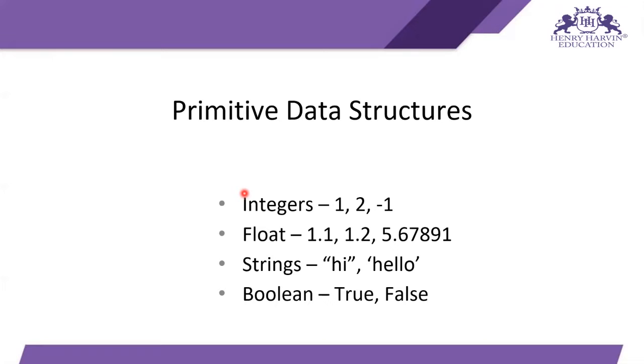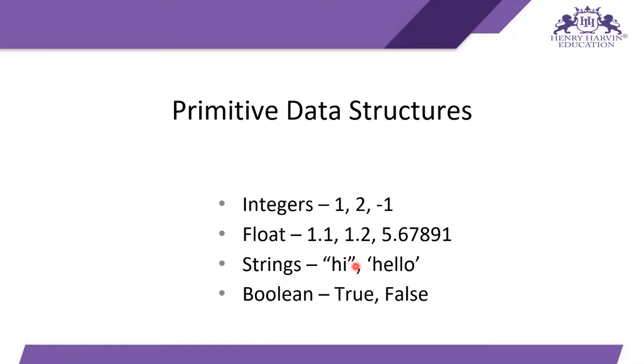Primitive data structures are already available in Python, like integers: 1, 2, -1; floats like 1.1, 1.2, 5.6; and strings like hello and hi. Here, as you can see, hi is in double quotes and hello is in single quotes, so both are strings. In Python, both double quotes and single quotes represent strings, and it doesn't matter how you write your strings.